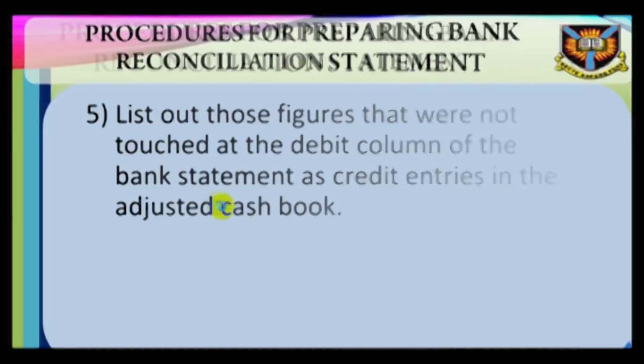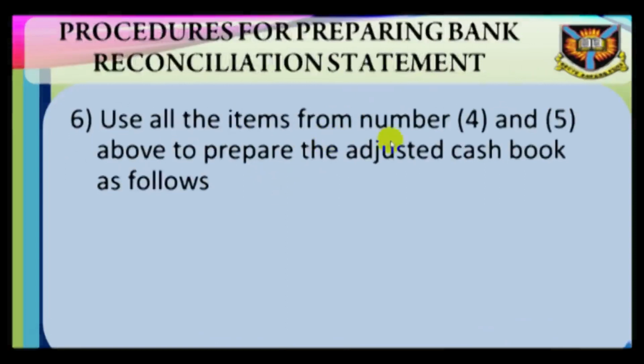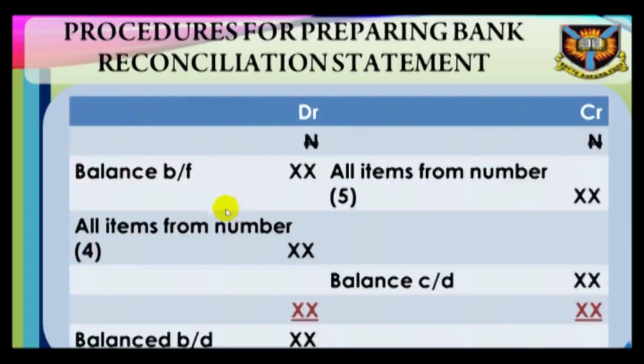6. Use all items from number 4 and 5 above to prepare the adjusted cash book as follows. On the debit side, we have balance brought forward. Also on the debit side, we have all items from number 4.